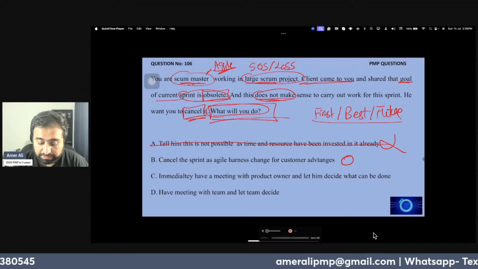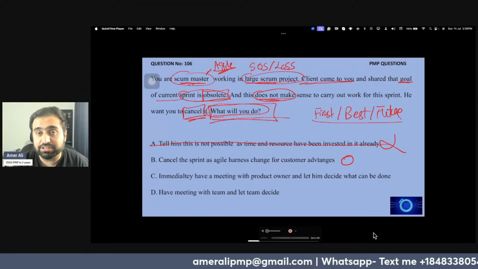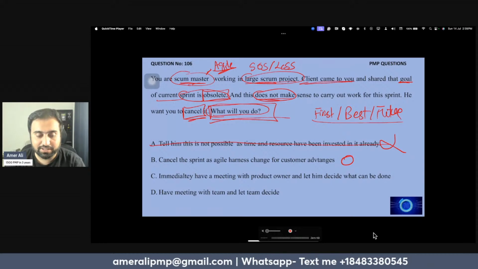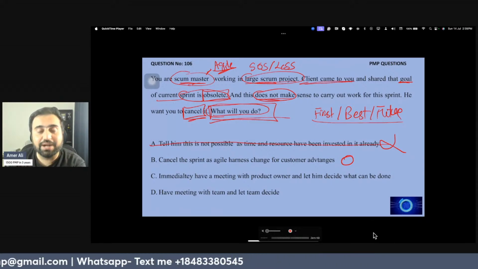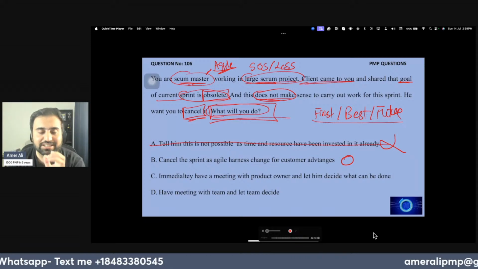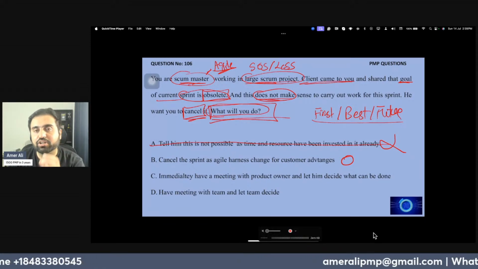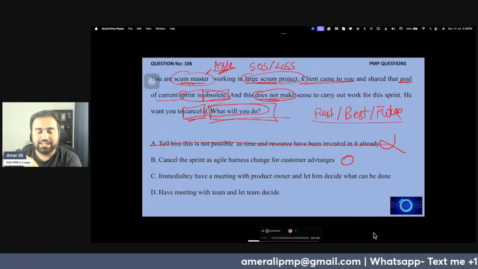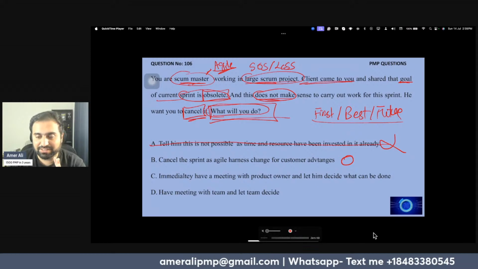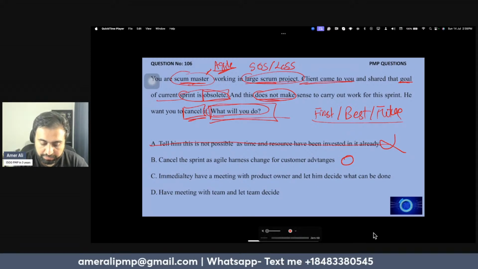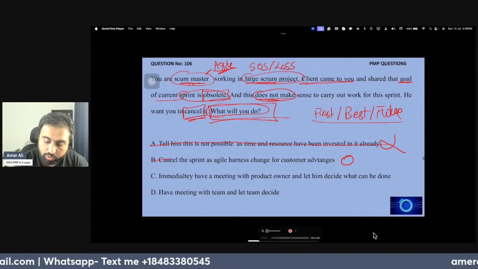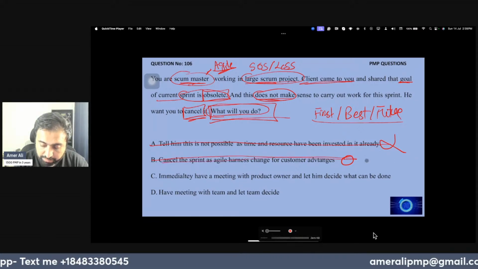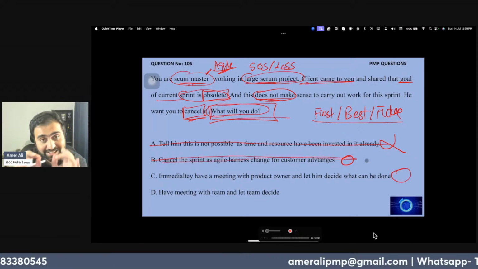Immediately have a meeting with the product owner and let him decide. Here comes the important thing. B looks like the right option, but C is better than that, because in Agile, the product owner has the power to cancel the sprint. So between B and C, I'm going to eliminate B. So C looks like the right option, but with the elimination technique, here's the critical part.